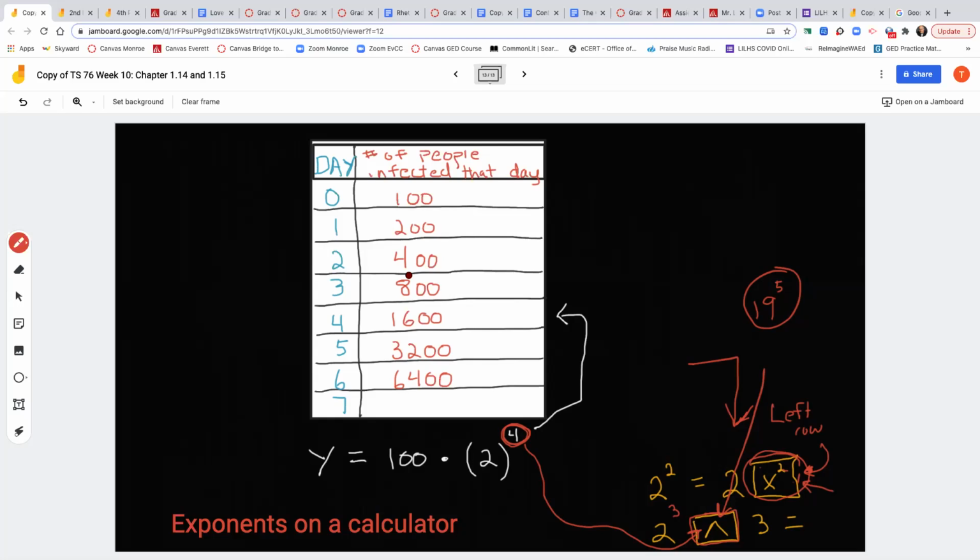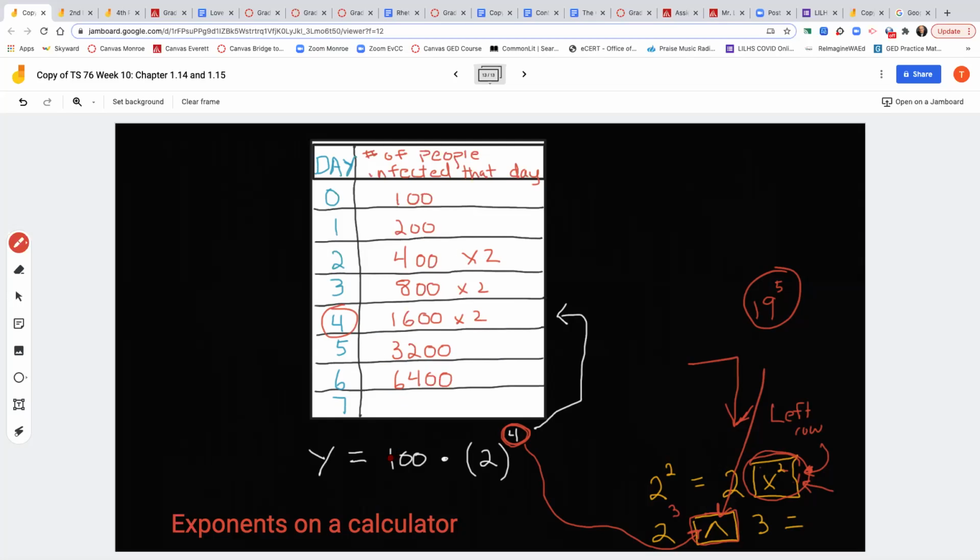It looks like we're multiplying times 2 each time. That is my multiplier. 400 times 2 is 800. 800 times 2 is 1600. There's my multiplier. All right, I can figure out, let's say if they ask for the fourth day, how many people are going to be infected with COVID-19.